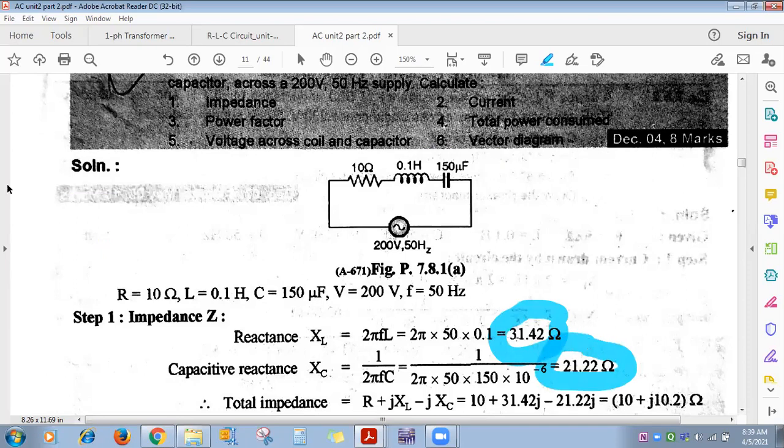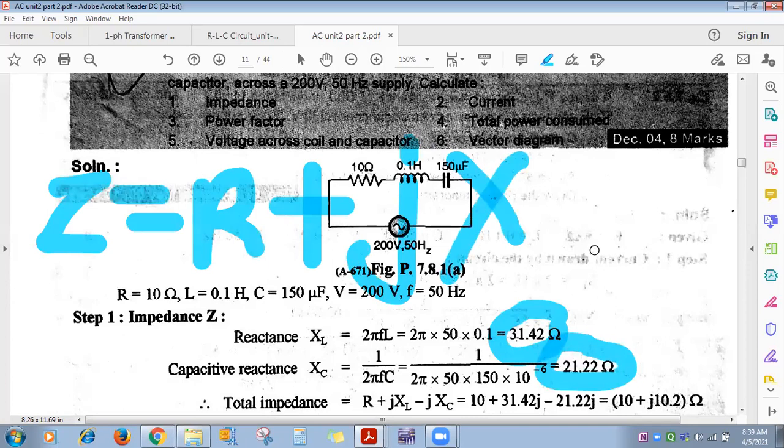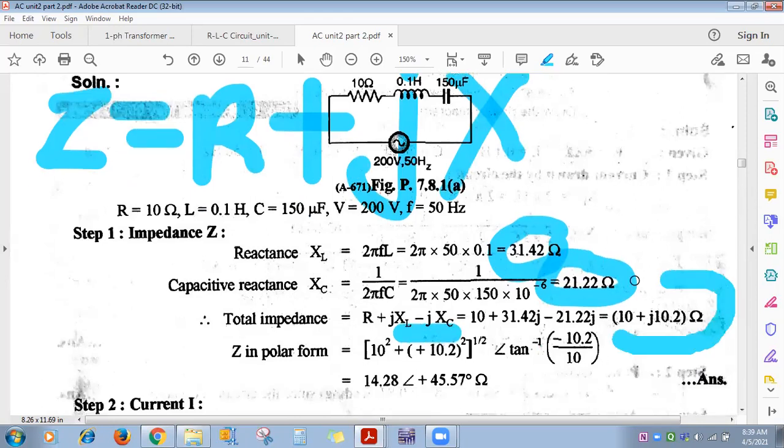Okay, so formula of Z, I told you only one formula you keep in your mind. Which one? R plus j(XL minus XC), where XL minus XC is X. Put the values, you will get Z in rectangular form. Using calculator, you can convert it into polar form, or you can take square root of 10 square plus 10.2 square. So you will get it 14.28.